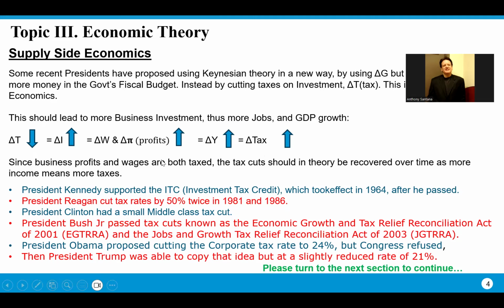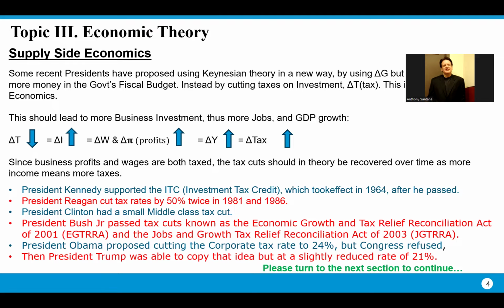So since business profits and wages are both taxed and you're increasing wages and profits, then the tax cut should in theory be recovered over time as more income means more taxes. So here's a blue and red, Democrat, Republican, just to show you that both parties have tried this.